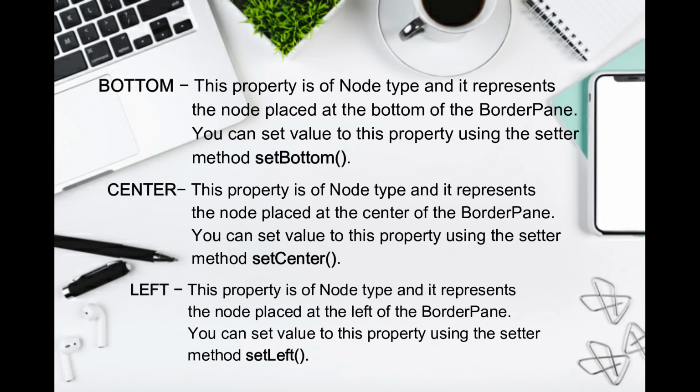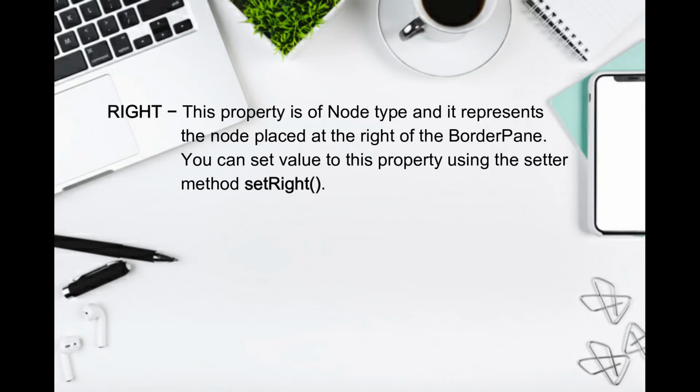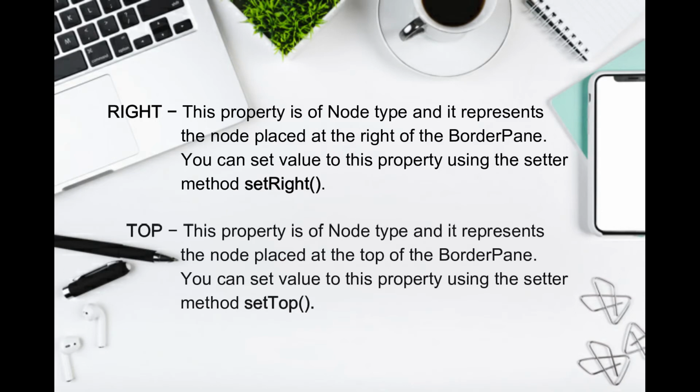Left. This property is of node type and it represents the node placed at the left of the border pane. You can set a value to this property using the setter method setLeft. Right. This property is of node type and it represents the node placed at the right of the border pane. You can set a value to this property using the setter method setRight. Top. This property is of node type and it represents the node placed at the top of the border pane. You can set a value to this property using the setter method setTop.